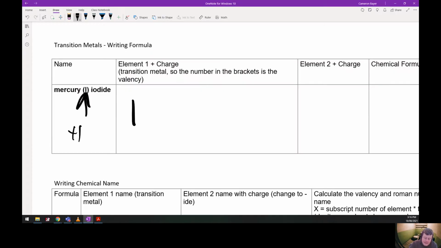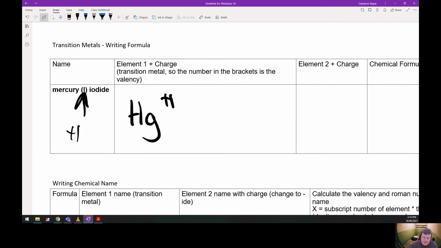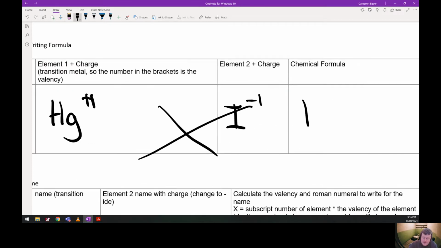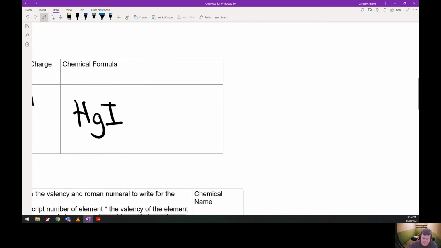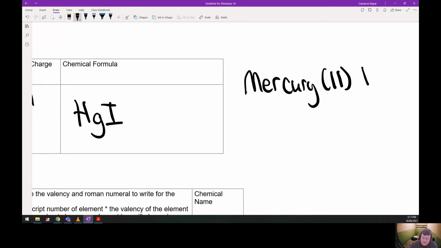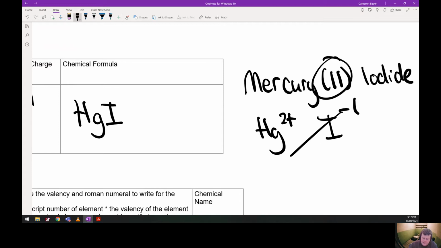So what I'm going to do is write down its chemical symbol, Hg, and it's got a +1 charge. When I go to element 2, it's iodine. Iodine is just I, and it's got a -1 charge. Now, if I do the crossing over, you know that's just going to be HgI. Easy as that. Now, let's say it was mercury 2 iodide, the same process would apply. This 2 here gives me the charge, so it's going to be Hg 2+, and then iodine, which is -1. Cross those over.